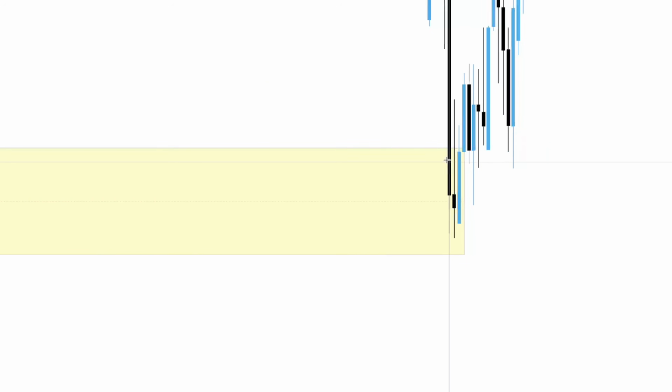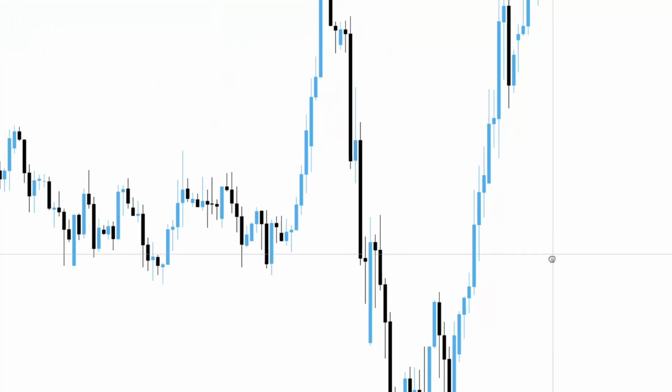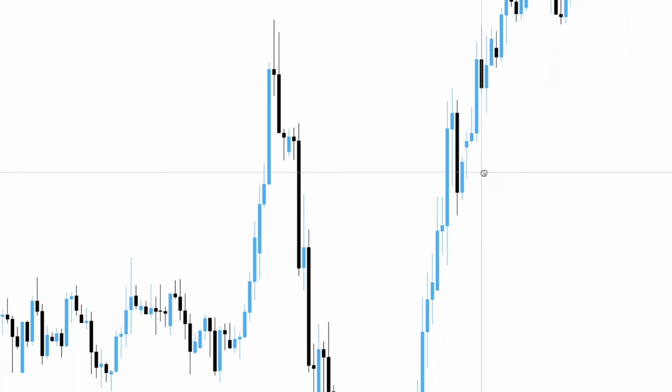So what happened here, we got a nice deep mitigation and price has come up, broken this new structure, and we can start looking again for further trade entries where there may have been order blocks formed in the form of engulfing candles.